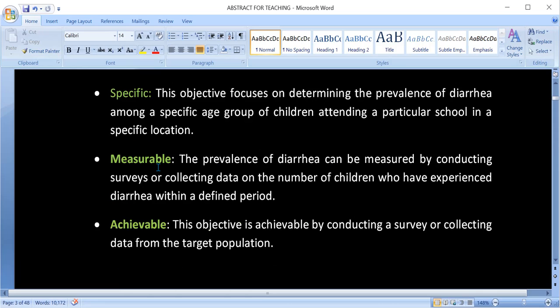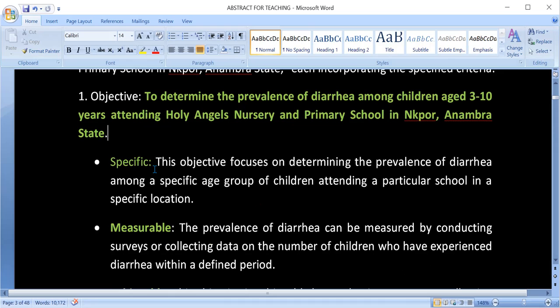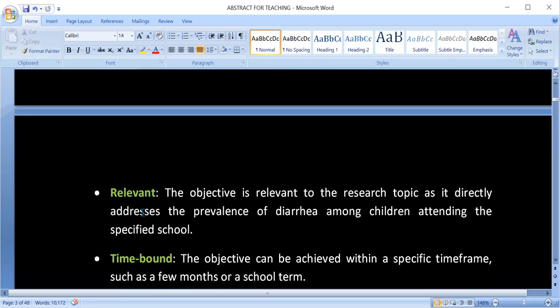Then as well, it's achievable because we can go there and collect the data. We can collect the data. So that makes it what? Achievable. So by collecting that data, we can identify or determine the prevalence of diarrhea in that school. So it's what? Achievable. Then, is it relevant?